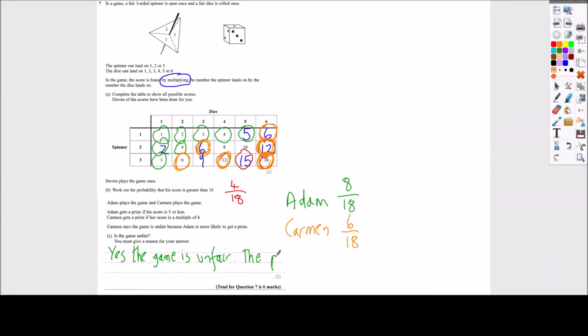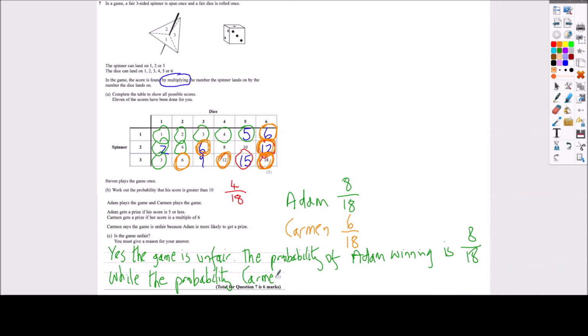The probability of Adam winning is 8 out of 18. Again, as I said earlier on, just leave it as a fraction. While the probability Carmen wins is just 6 out of 18.